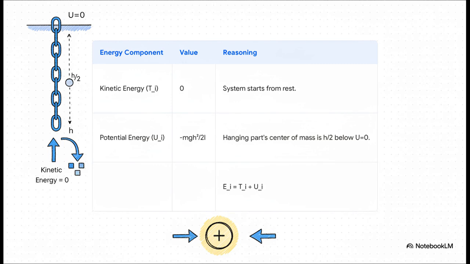Okay, let's get into the numbers for this initial state. First up, kinetic energy, the energy of motion. Well, the chain is just sitting there, right? It starts from rest. So kinetic energy, 0. Boom, done. Easy part. Now the potential energy.